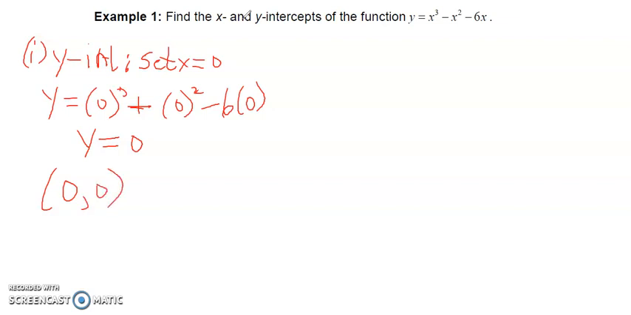Now remember, 0, 0 is the origin. So technically, that's not just a y-intercept, that's also going to be an x-intercept, right? That's going to come about anyway when we look at our next calculation.